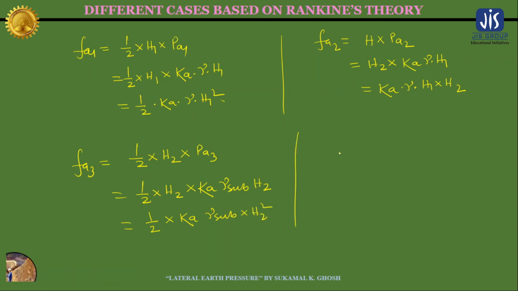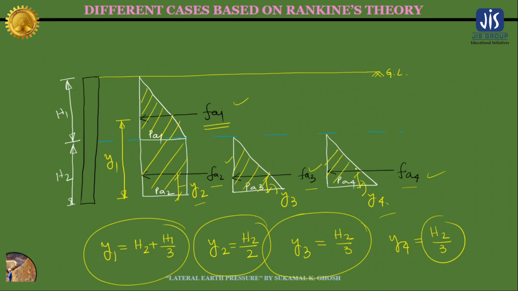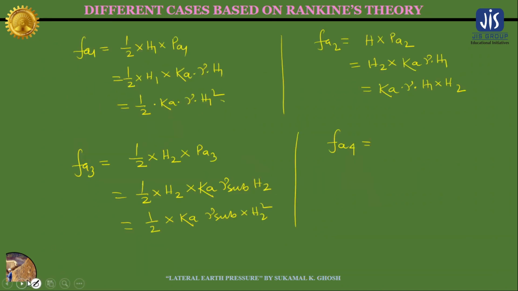Now what is the value of this FA4? It will be the area of this particular pressure distribution diagram. So it will also be half into height, that is H2 into PA4. So half into H2. What was the value of PA4 that we have derived? It was gamma W into H2. So it will be half into gamma W into H2 square.